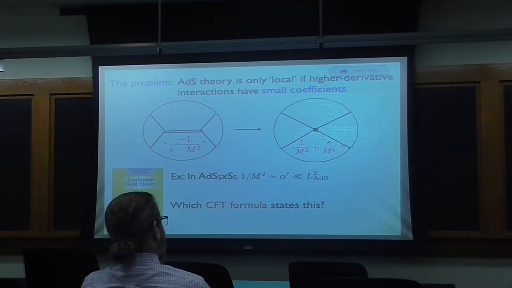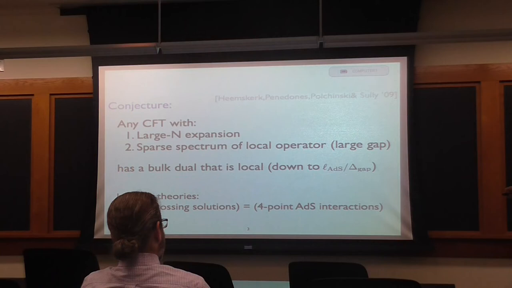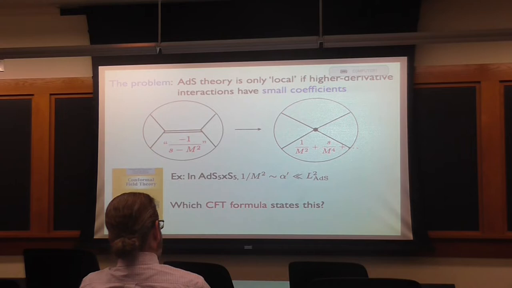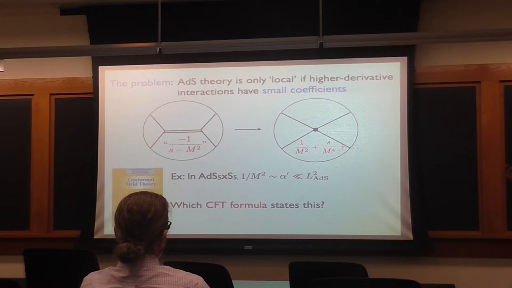The precise statement of this gap is that the first thing with spin higher than 2 is far away. I see. Okay. But 0, 1, 2 are all fine. So the big question is, what's the CFT formula which allows you to integrate out a particle in AdS? That's the basic thing we're looking for. What's the CFT formula which tells you you can integrate out a particle and the correction is small?